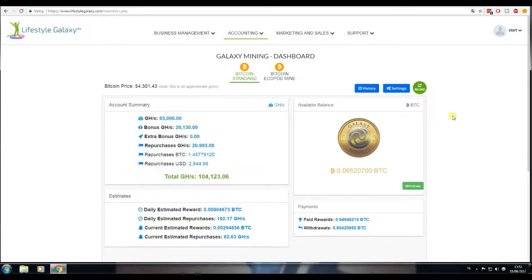So for different reasons I chose Galaxy Mining for them to do all the installing, and if something breaks they do it all for me. I just have to log into my back office and watch daily how many coins I have mined, and also set the compounding percentage, how much I want. Compounding means you put a part of your profit back into more mining power, so the next day, next week, the next month you will mine more. So it works with mining contracts.